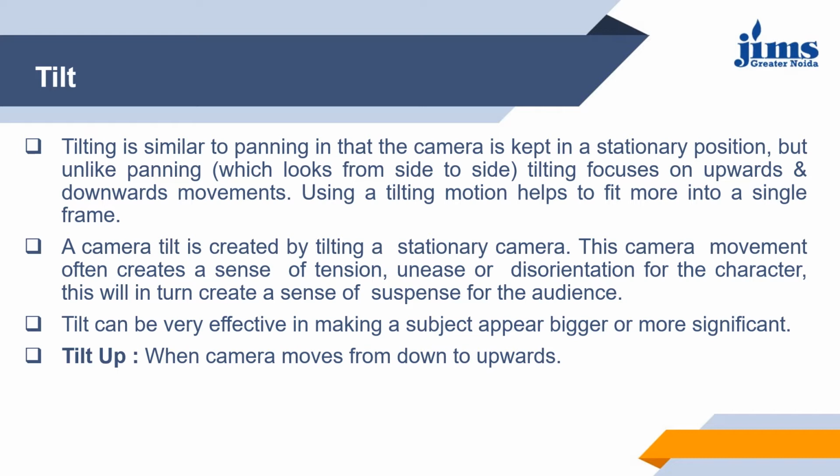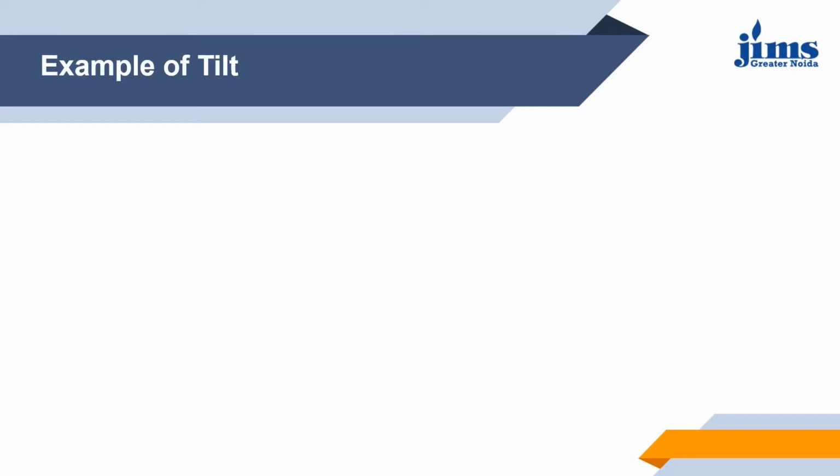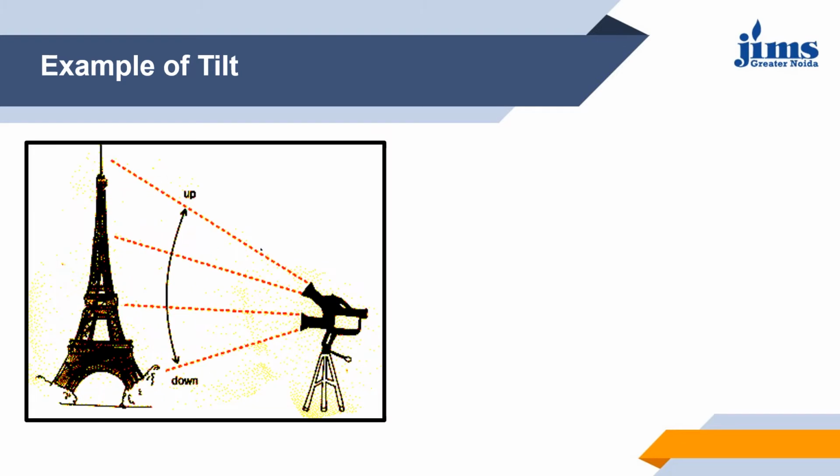When the camera moves from down to upwards, it is called tilt up, and tilt down when the camera moves from up to downwards. From up to downwards, tilt down. From down to upwards, tilt up. Here is an example of tilt. Let's see the image. In this image, we can see the camera is moving, either from up to down or down to up.